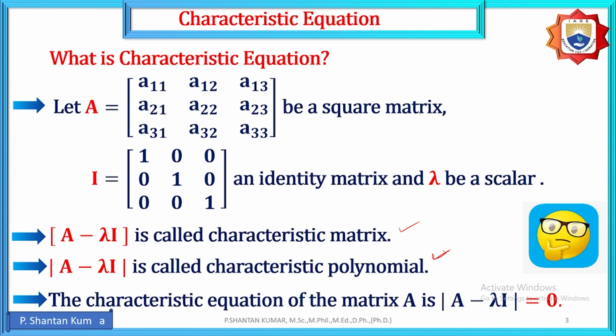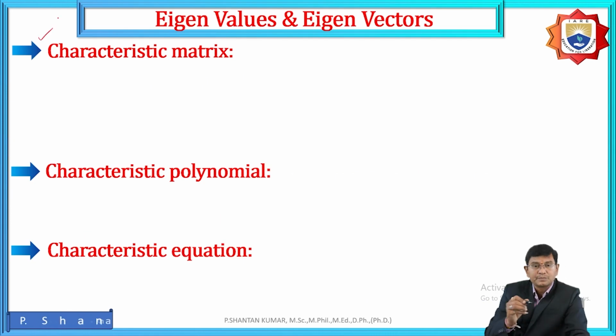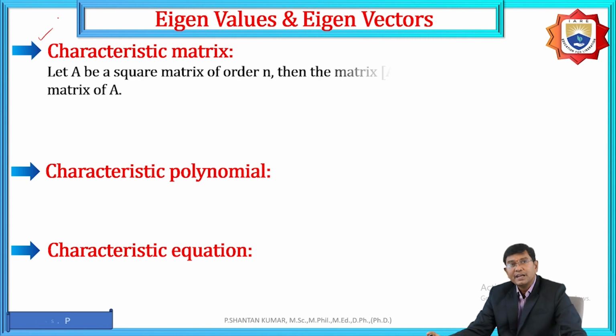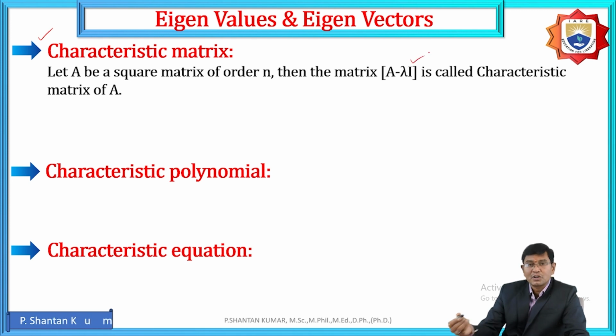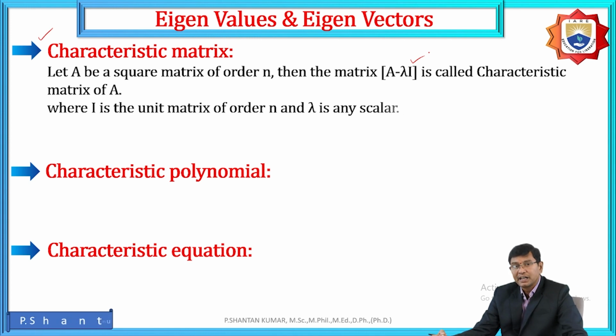We need to discuss, based upon the characteristic equation and eigenvalues, one example for each. First, the characteristic matrix with the help of an example. Let A be any square matrix of order n, then the matrix A minus lambda I is called the characteristic matrix of A. That means we obtain it in terms of a matrix. Here A is any matrix, I is the corresponding unit matrix, and lambda is any scalar.